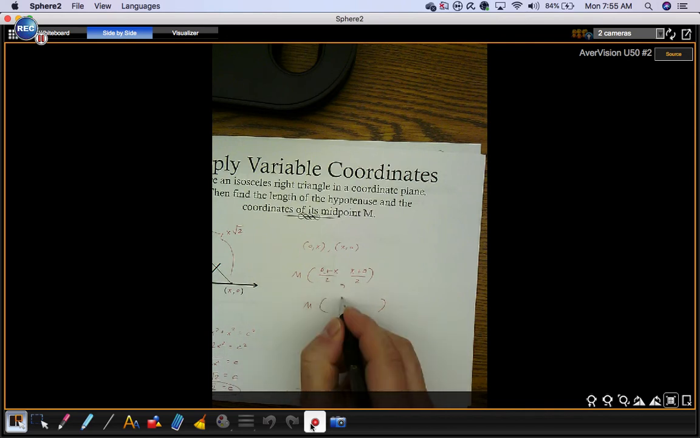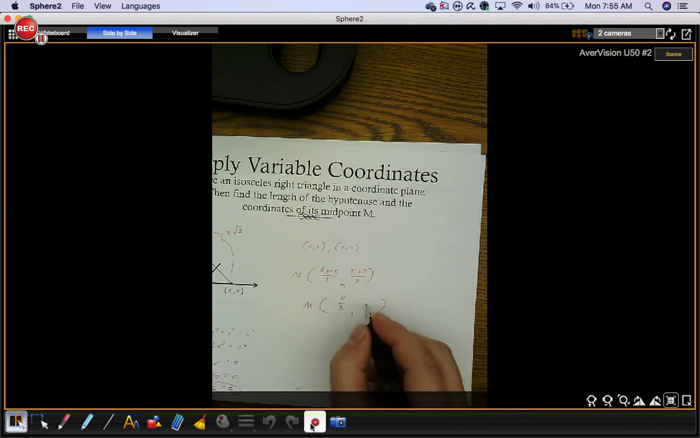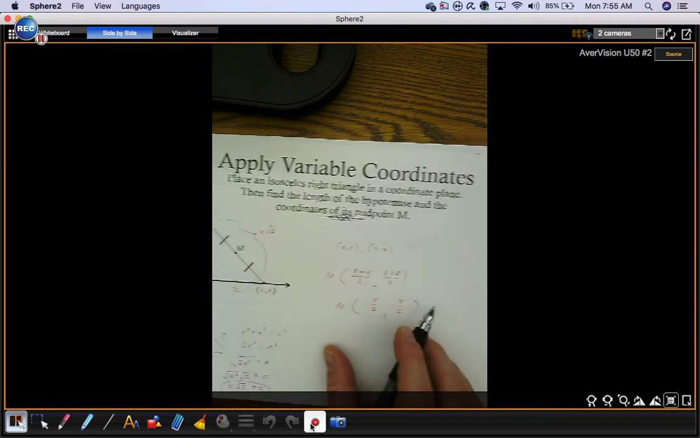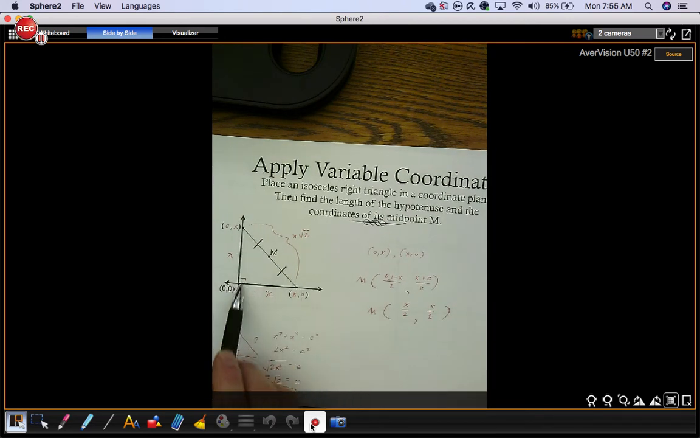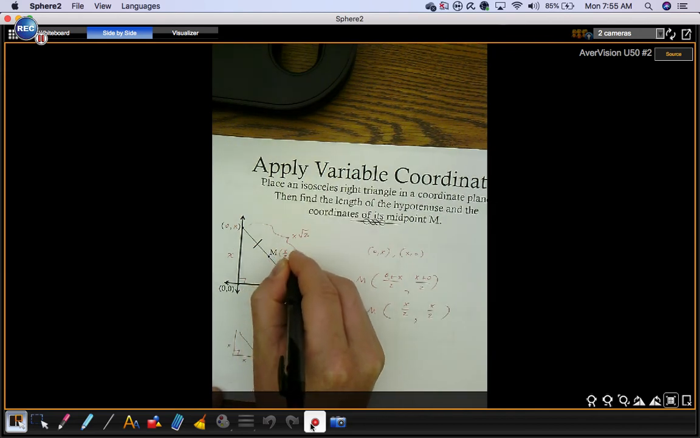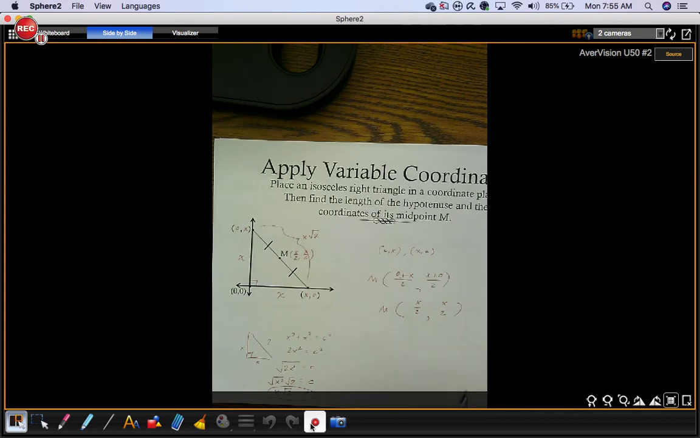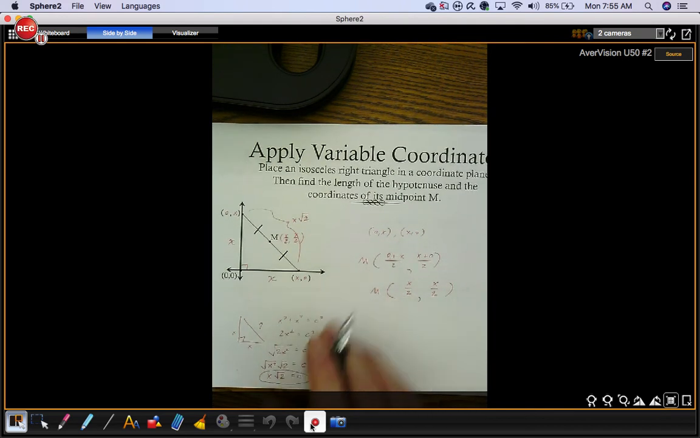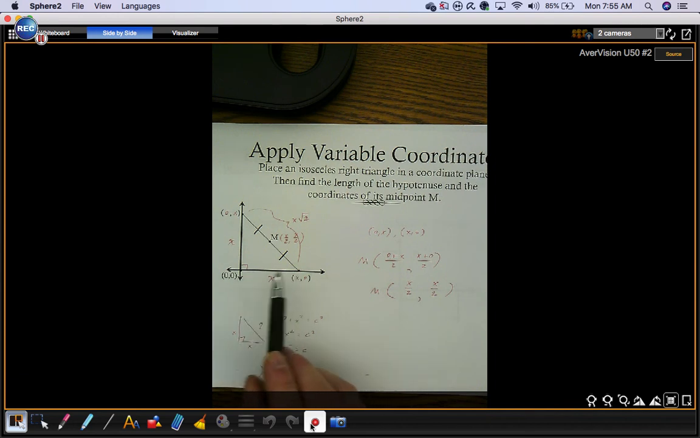0 plus x is x. x divided by 2 is just half of x. x plus 0 is x, and half of that is x over 2. That's where your midpoint lives. If this is (x, 0) and this is (0, x), this guy is (x/2, x/2). And again, that might not seem earth-shattering to you, but if you knew this was 5, we go back to that easy example. Let's say this is 5. That's (5, 0). Where does this midpoint live? It lives at (5 divided by 2, 5 divided by 2). It would be (2.5, 2.5).